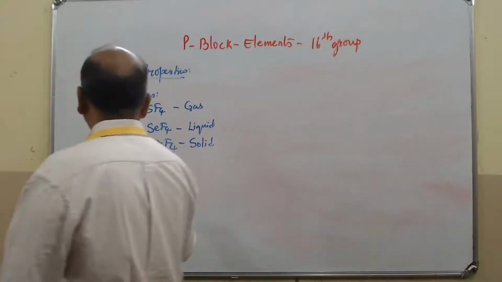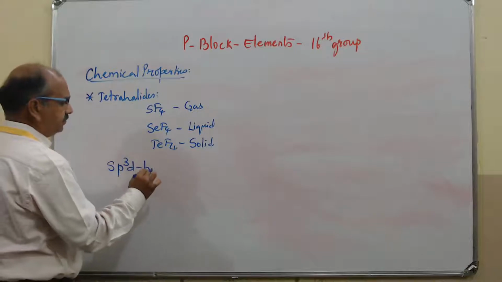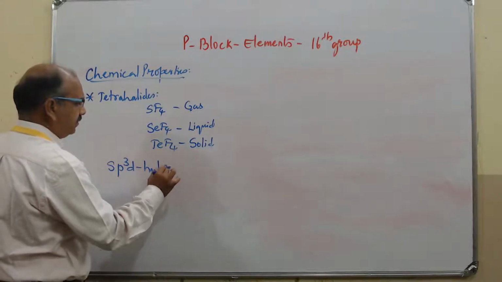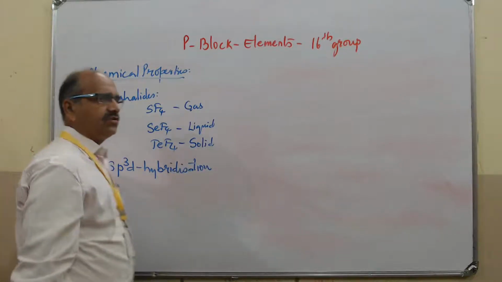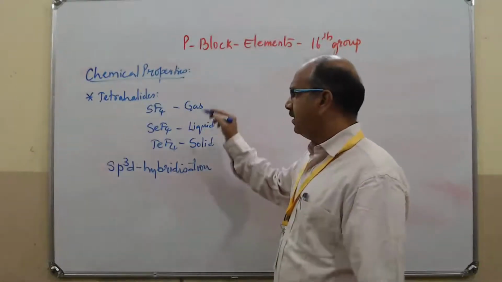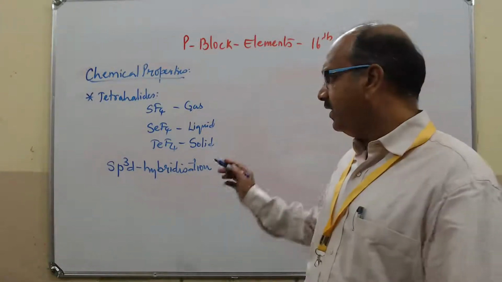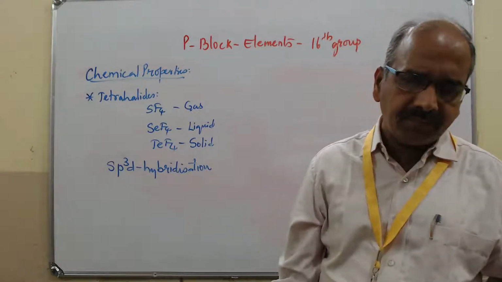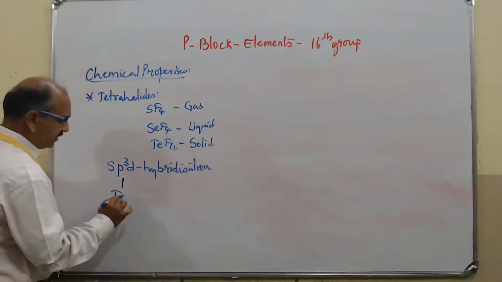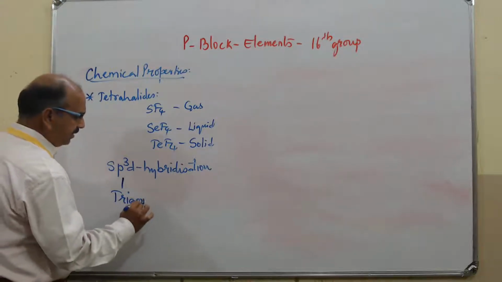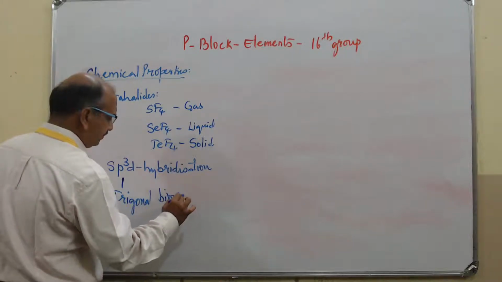Then the type of hybridization here is sp3d hybridization. You have learned the chemical bonding topic, that hybridization formula. Using that formula, you can check what kind of hybridization it is, and you will find that it is sp3d. Since it is sp3d, it shall have a trigonal bipyramidal structure.